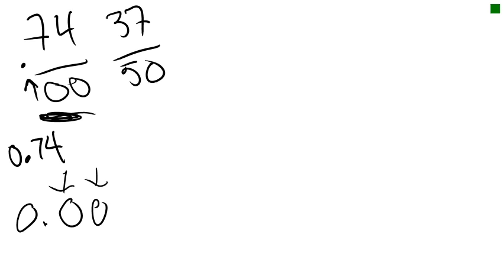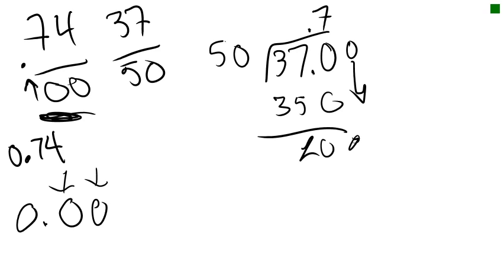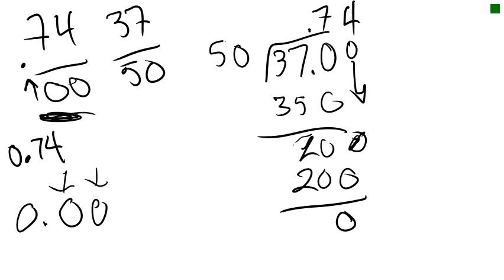So now we have to do the long division here. We have 37 divided by 50. Well, we know we can't do that, so our decimal is going to be here. 50 goes in 7 times, so we'll have 350. Pull that out, and we'll end up with 200. Bring our next 0 down, and then 4 times 50 is 200. It gives us our 0. So it's the same decimal here as here.